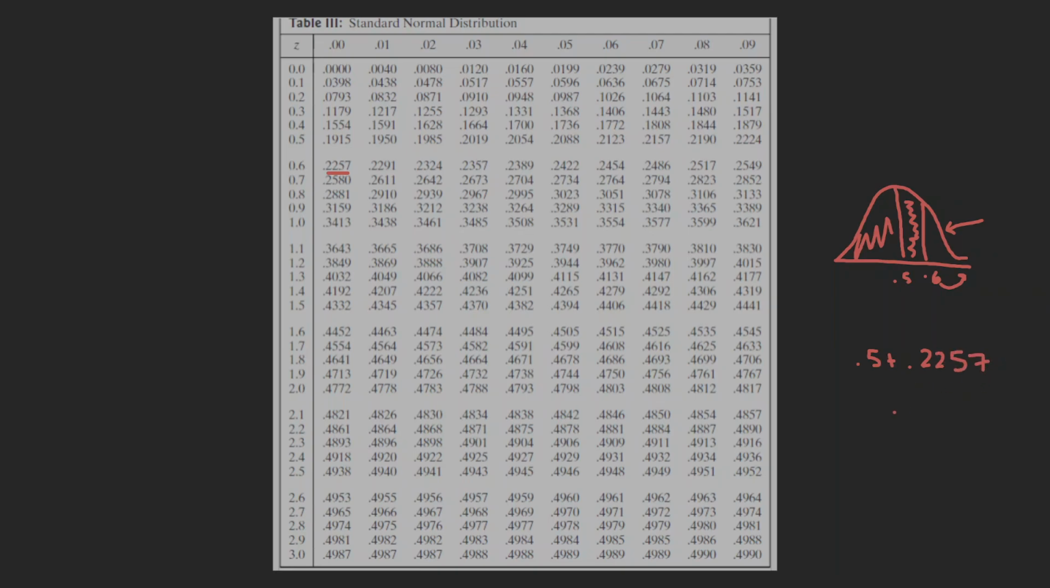And that's just going to be 0.7257. But remember, we're trying to find everything over here, so we're actually subtracting from 1, right? We don't want all this stuff. We want the thing right here. And after that, you get 0.274 approximately. And so yeah, that's how you solve that problem.